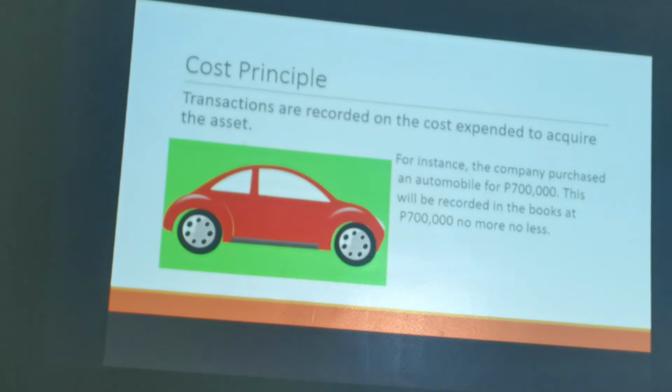Okay? Next one is cost principle. So transactions are recorded on the cost expended or based on the cost expended to acquire the asset. Ano ibig sabihin yan? Kung magkano yung ginastos mo para ma-acquire yung asset. So for example, nag-purchase ka ng kotse. Okay? Kotse is 700,000. Therefore, yung binayad mo para mabili yung kotse na 700,000, yun yung amount na gagamitin mo to record the asset. In that case, yung kotse. So gagawin mo, you recognize the asset, 700,000, and then of course, yung pinangbayad mo na cash, 700,000. So that's the cost principle, kung magkano mo siya nabili.